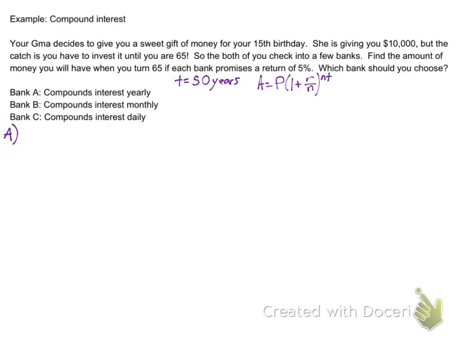Bank A. Bank A says, I'll take your $10,000. I will give you the 5% or 0.05, but I am only going to compound it how many times? Once per year. Do you see how I put 1 in for n? Yeah. Now you got it. Now, what's 0.05 divided by 1? 0.05. What's t times 1? It's t. So therefore, the 1 makes it a very simple problem like you just did.